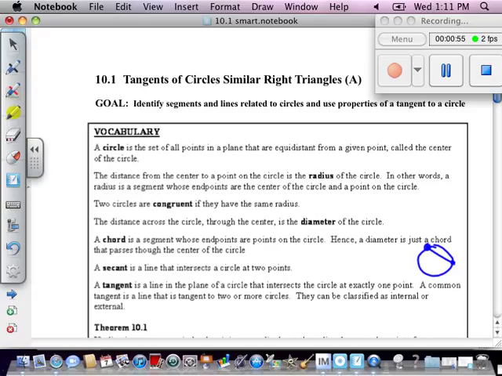Does the chord have to be in the circle, or can it be out? It has to be in the circle. Endpoints have to be on the circle.